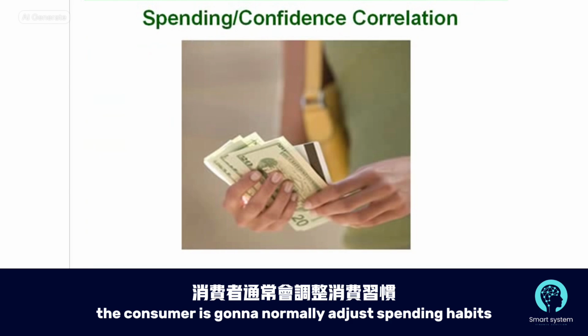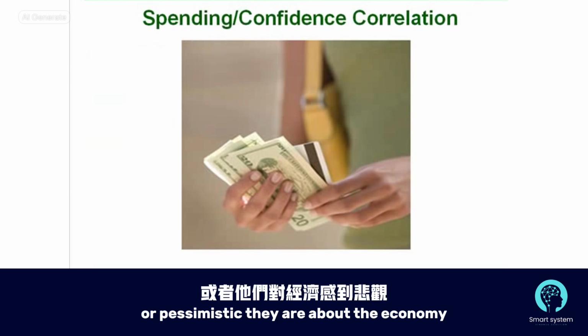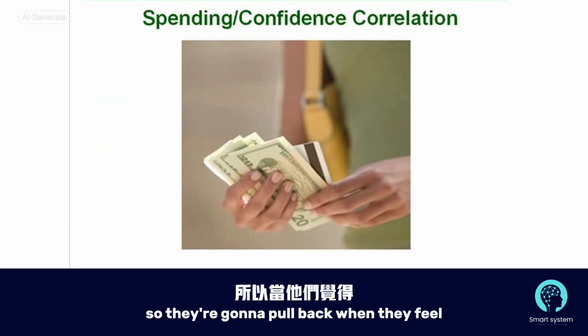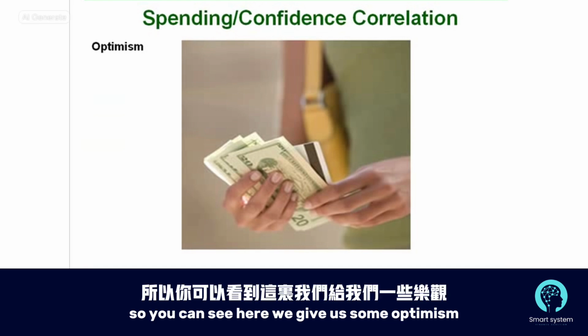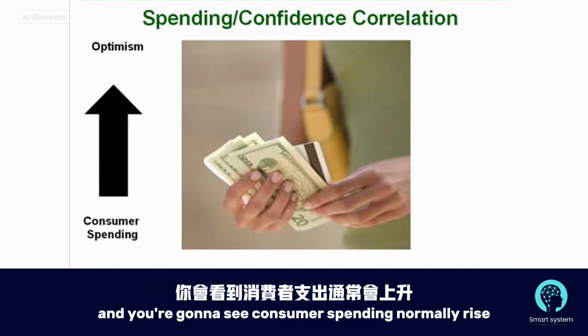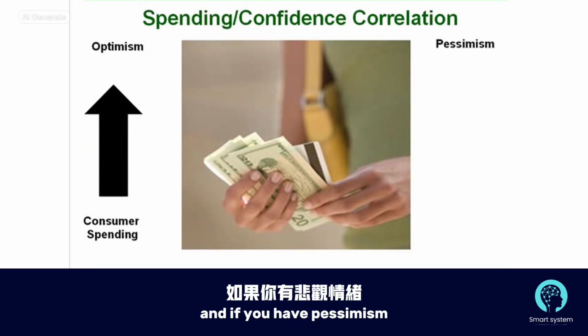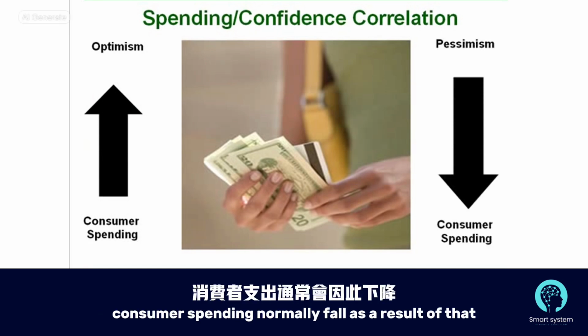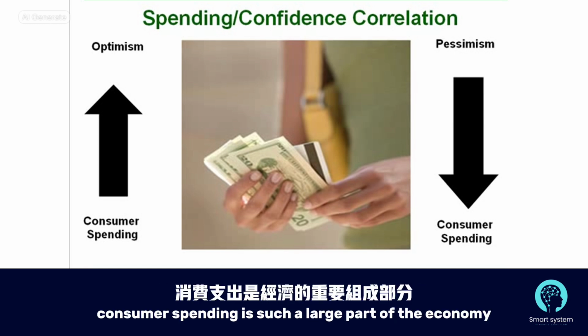The consumer is gonna normally adjust spending habits based on how optimistic or pessimistic they are about the economy. So they're gonna pull back when they feel things are souring to save more, or vice versa. So if you have some optimism, you're gonna see consumer spending normally rise as a result of that optimism. And if you have pessimism, you're gonna see consumer spending normally fall as a result of that. And as we've learned in previous lessons, as private consumption, consumer spending is such a large part of the economy.